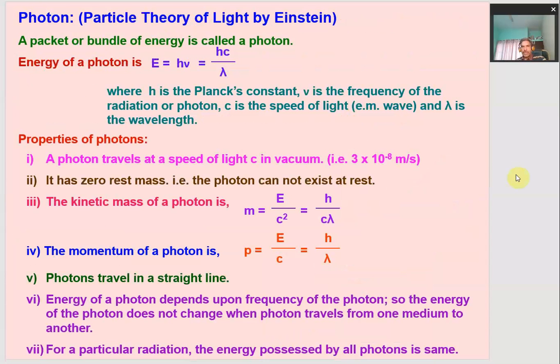A different view was proposed by Einstein, called the particle theory of light. These particles of light, or packets of light, are given the name photons. So what is a photon? It is the packet or bundle of energy that is called a photon. Whatever the light is, its small particles are called photons, and photons are nothing but the small packets of energy carried by that particular radiation.